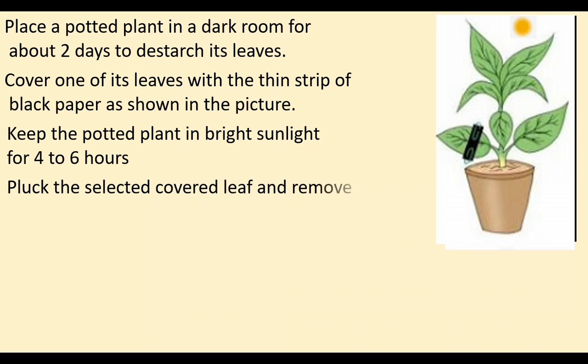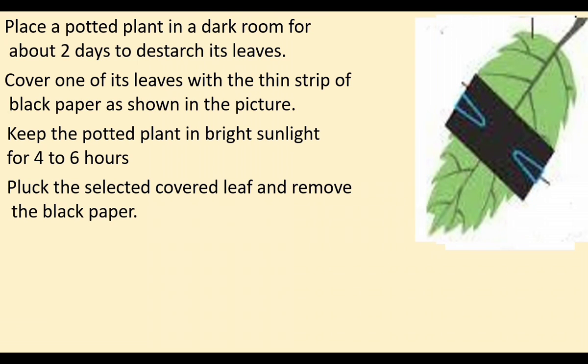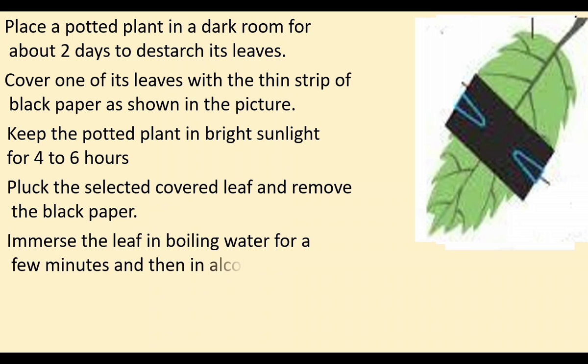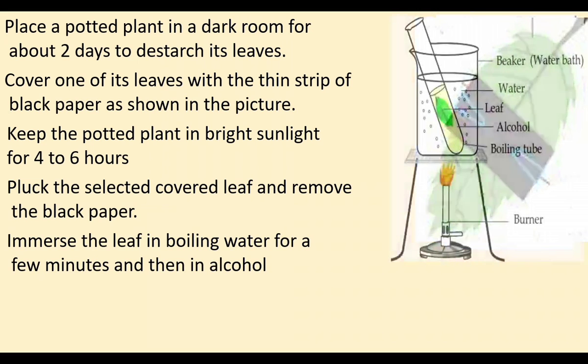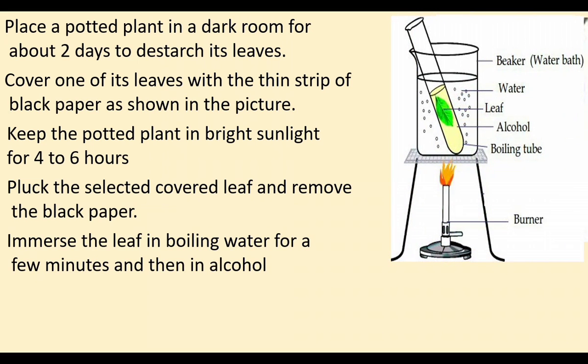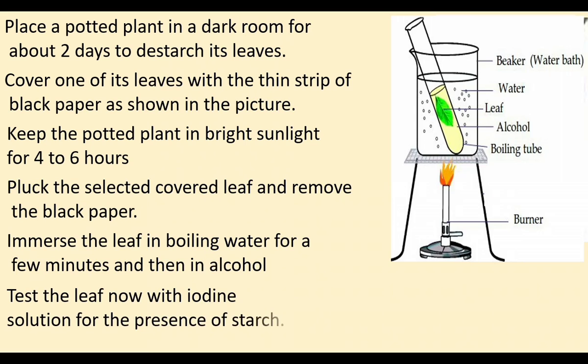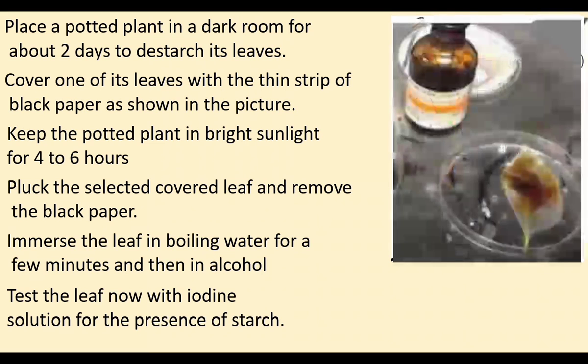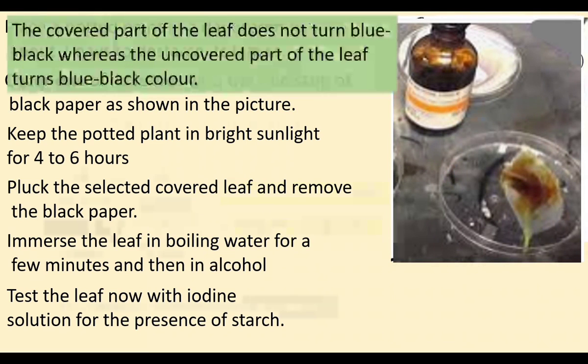Pluck the selected covered leaf and remove the black paper. This is the selected leaf covered with black paper. The leaf has to be tested for starch. Immerse the leaf in boiling water for a few minutes and then in alcohol. The leaf is immersed in boiling water and then in alcohol. Then the leaf is tested for the presence of starch by using iodine. Now the leaf is tested in iodine.